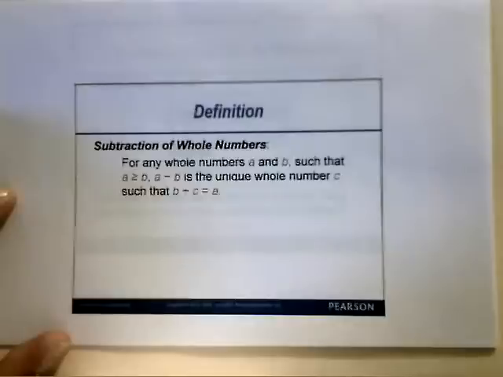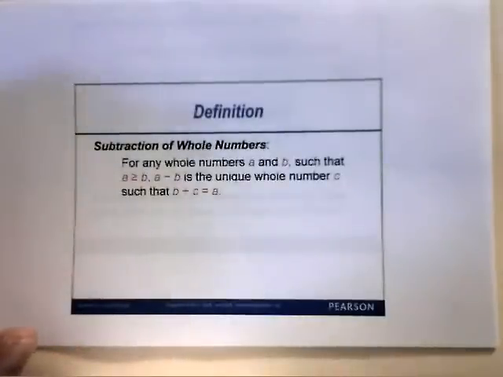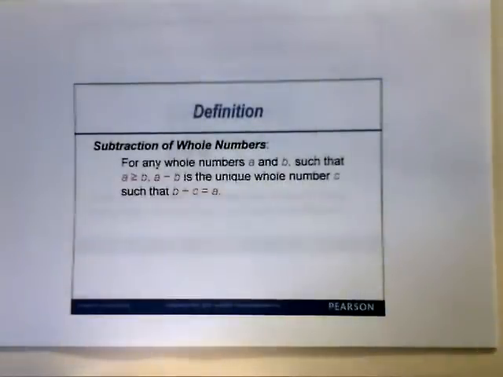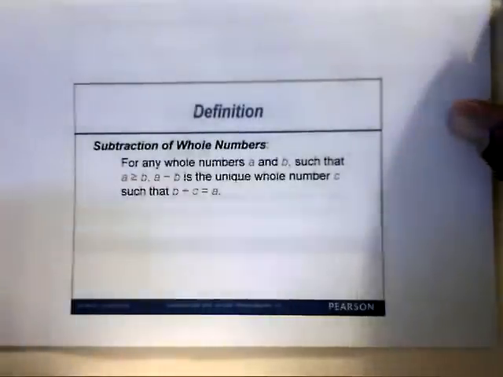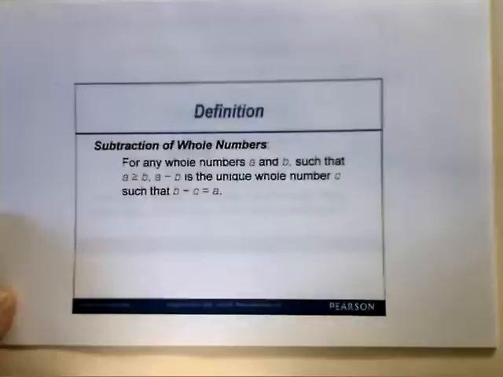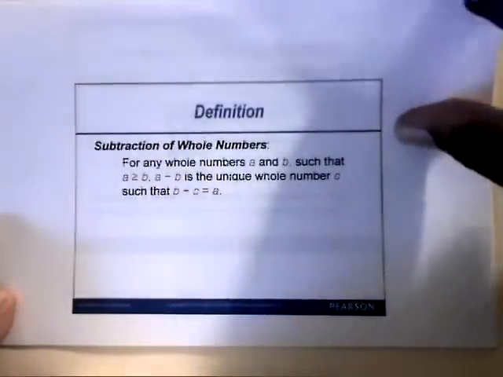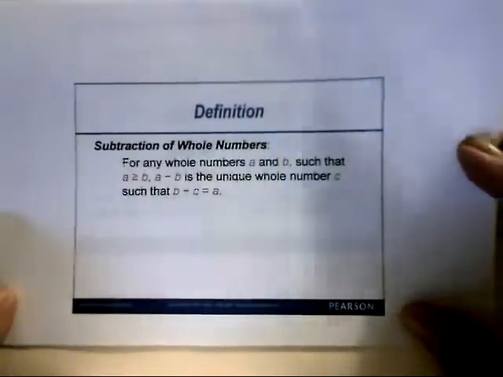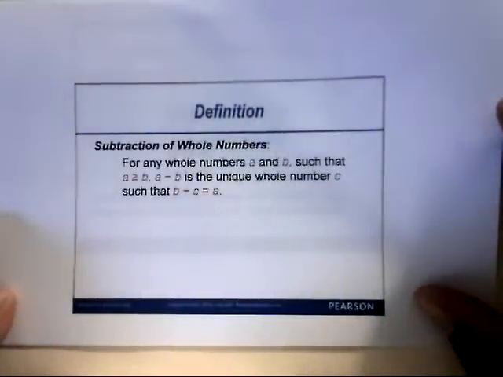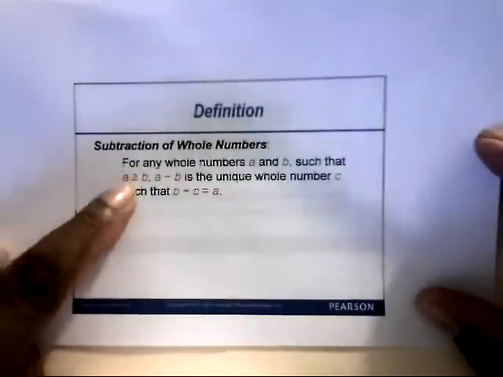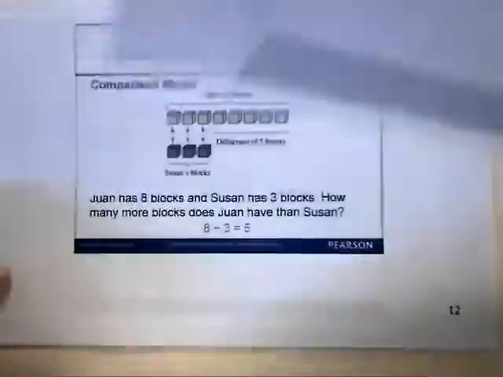Let's look at the definition of subtraction of whole numbers. For any whole numbers A and B such that A is greater than or equal to B, A minus B is the unique whole number C such that B plus C is equal to A. That's the definition of subtraction of whole numbers, because you're trying to find out what number plus B will give me the answer of A. And that's provided that A is greater than or equal to B.